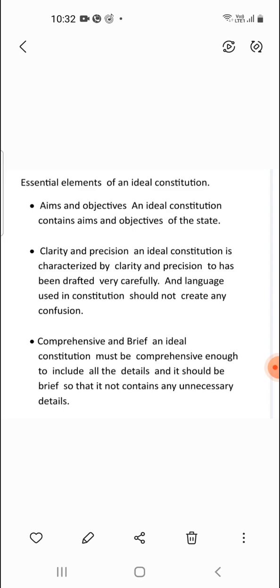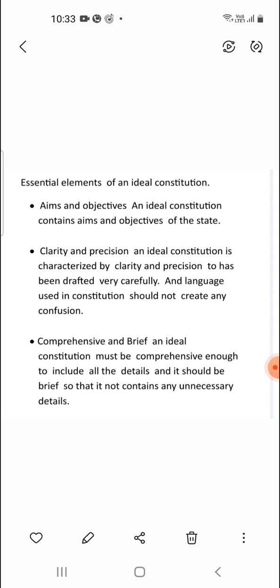So, under the chairmanship of Dr. B.R. Ambedkar, the constitution was drafted, and it came into force on 26 January 1950. So now let's have a look at what the basic essential elements of the constitution are, meaning what all things the constitution must include. In that, first one, aims and objectives.